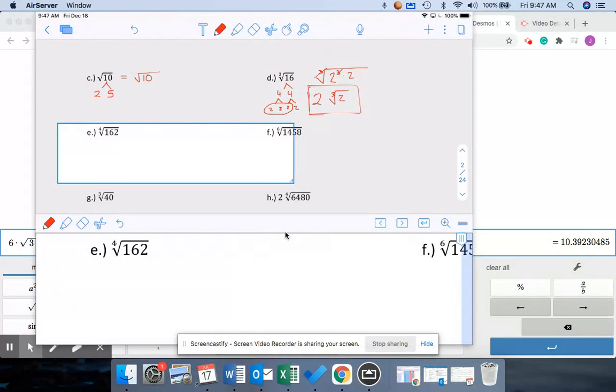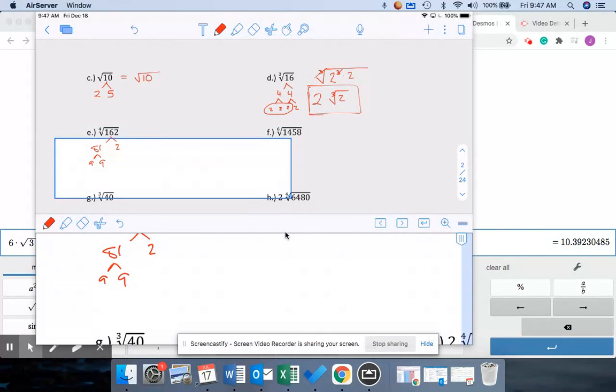All right, let's keep going. Let's do it again. 162. Notice the factor tree doesn't change. I just split it up until I get down to primes, right? Let's see, 16 and 2 would be 8 and 1. So 81 times 2. 9 and 9.